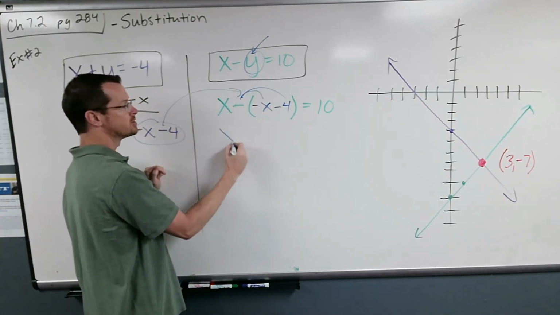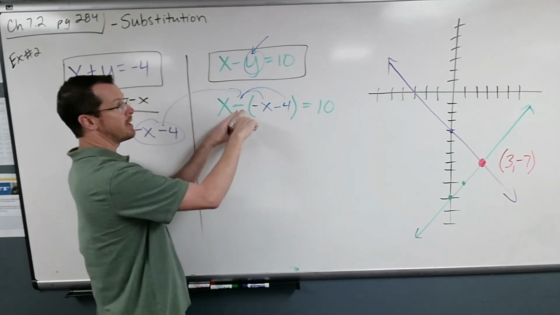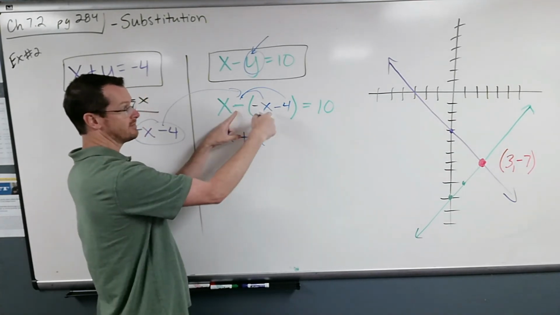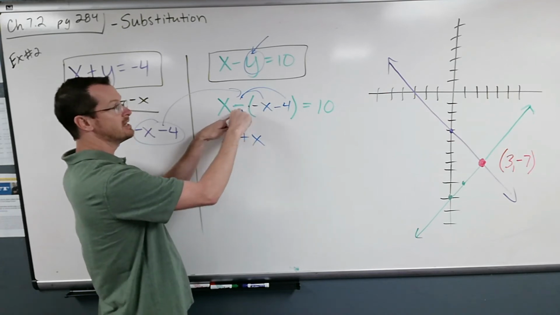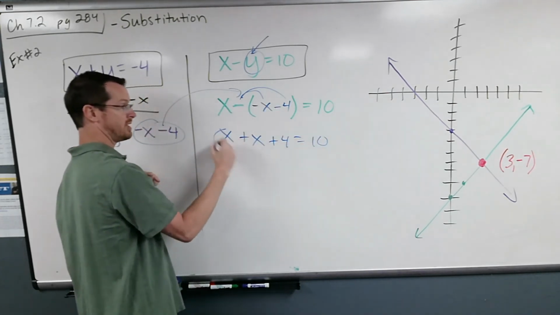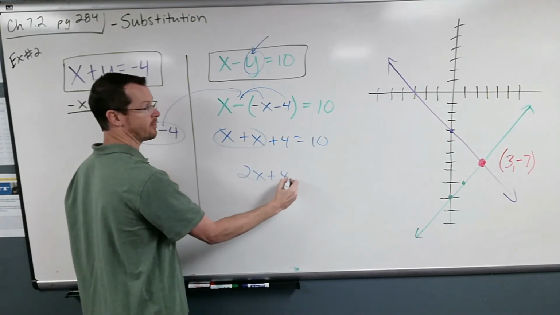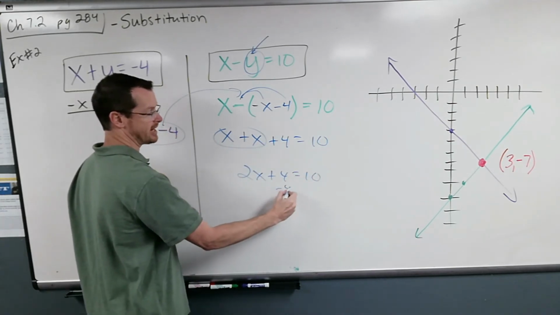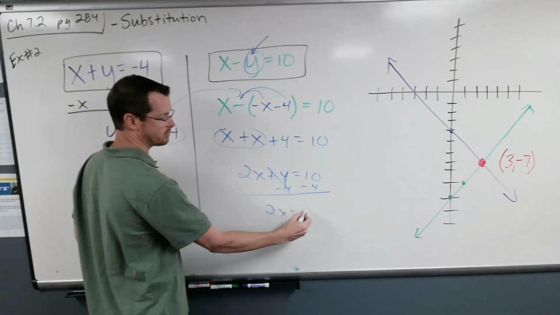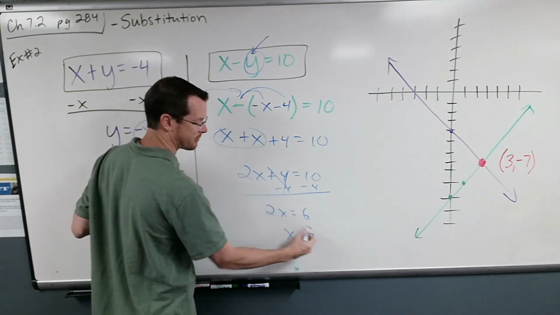Distribute. So x here. A negative times a negative is a positive x. And negative times that negative 4 is a positive 4. And this equals 10. So I have two x's. 2x plus 4 is equal to 10. If I subtract 4 and I subtract 4, that goes away. 2x is equal to 6, so x is equal to 3.